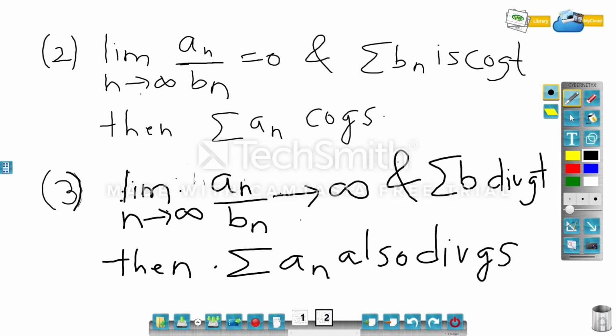Then the second case: if the limit as n goes to infinity of an upon bn is equal to 0 and series bn is convergent, then we can straight away say that series an is also convergent. And the third case: if the limit as n goes to infinity of an upon bn goes to infinity and series bn is divergent, then we can straight away say that series an is also divergent. So we will see the proof of this theorem.